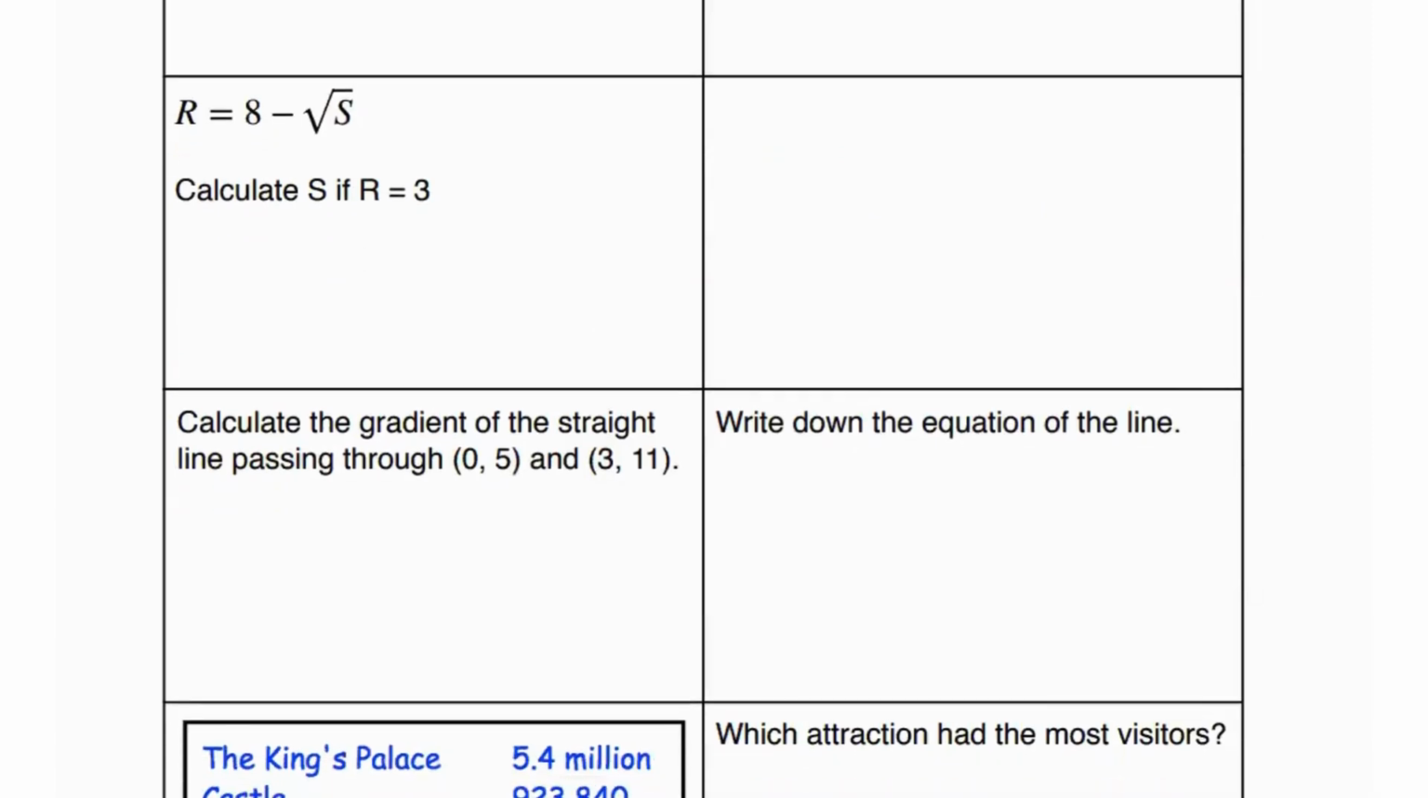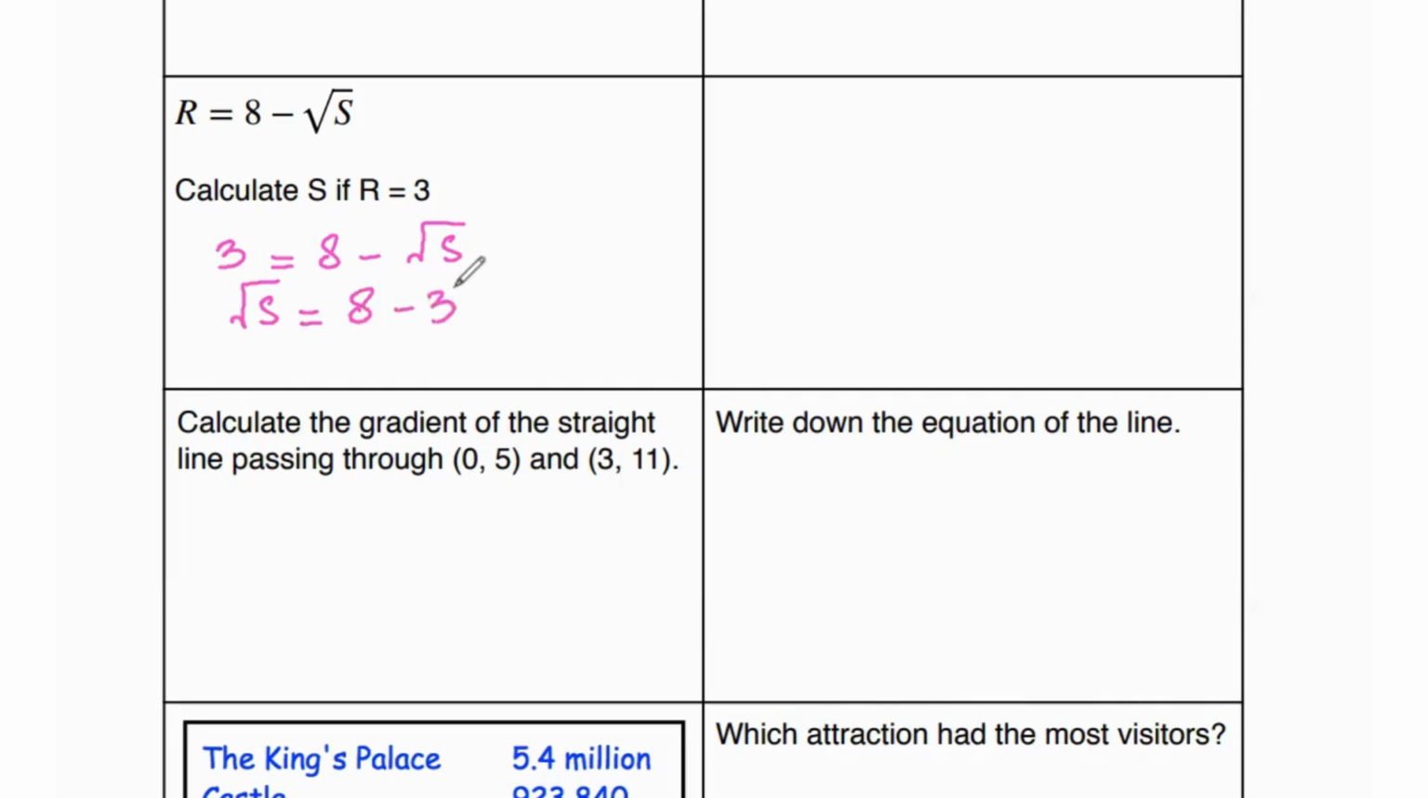Next question says r equals 8 minus root of s. Calculate s if r equals 3. So if r equals 3, that's going to be 3 equals 8 minus root of s. Swap 3 with root s. So root s equals 8 minus 3.